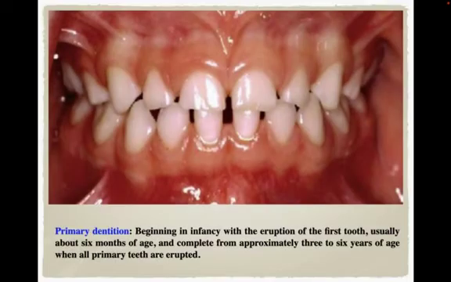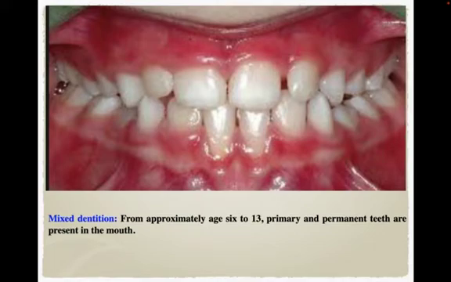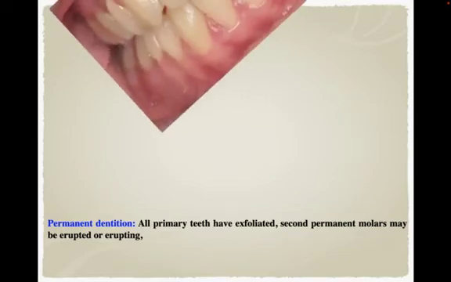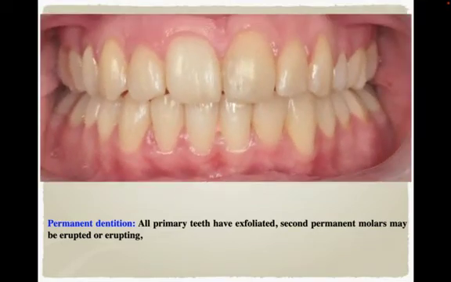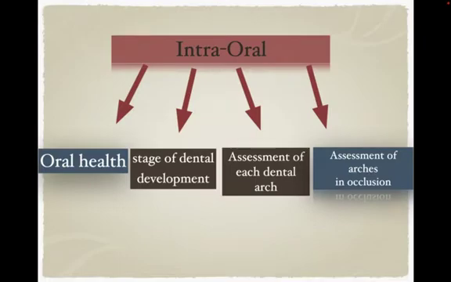So we look if the patient is in the primary dentition, where all the teeth are primary teeth, or if the patient is in the mixed dentition, where the lower sixes, lower incisors, then upper incisors start to erupt. So we're going to have now primary and permanent teeth. Then the patient will go into the full permanent dentition, when in the lower arch the second premolar erupts, and in the upper arch the canine erupts, and now there are no primary teeth.